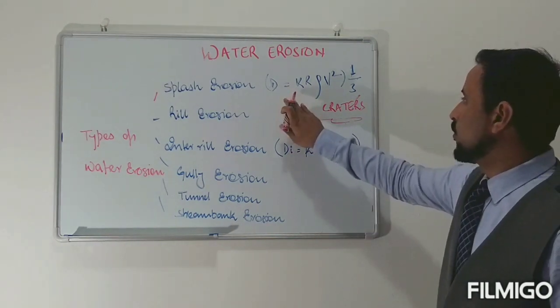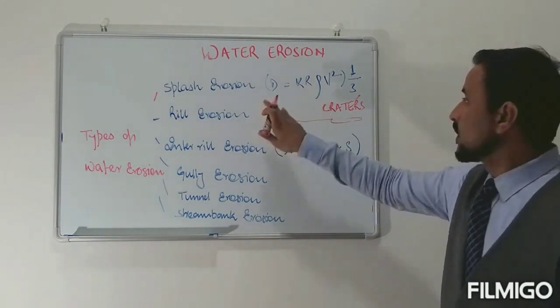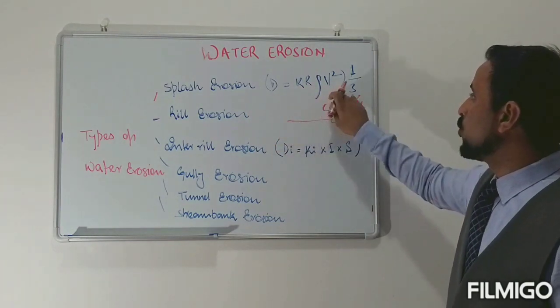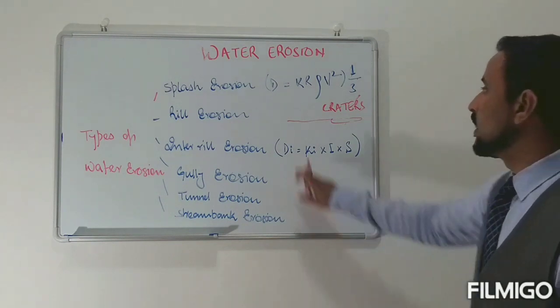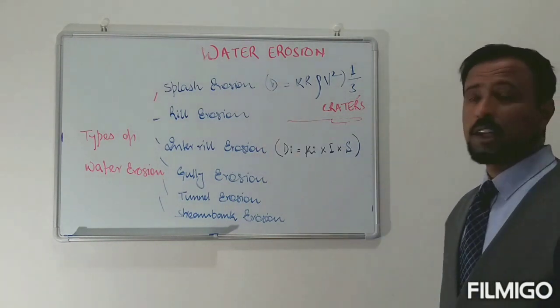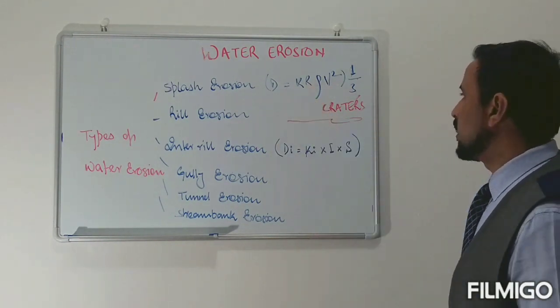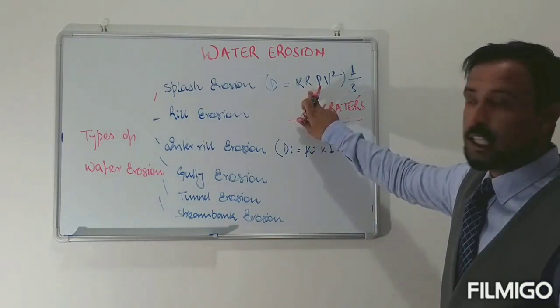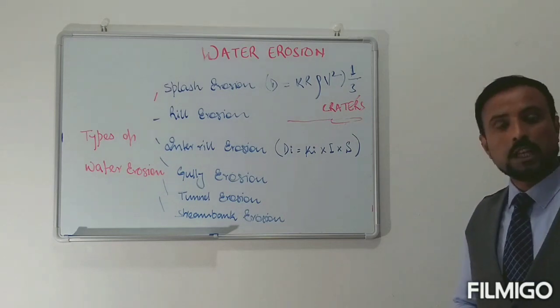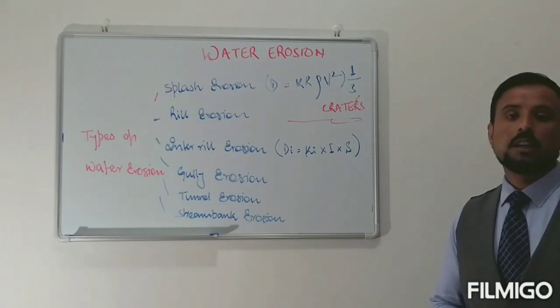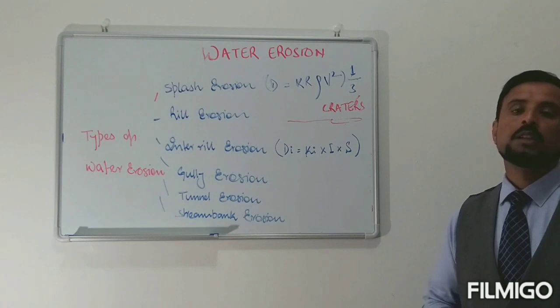So the equation for calculating the crater is D = K R rho V squared, to the power 1/3, right? D is the size of the crater, K is a constant, R is the radius of the crater, rho is the density, and V is the velocity of rain at which the rain is hitting the ground.